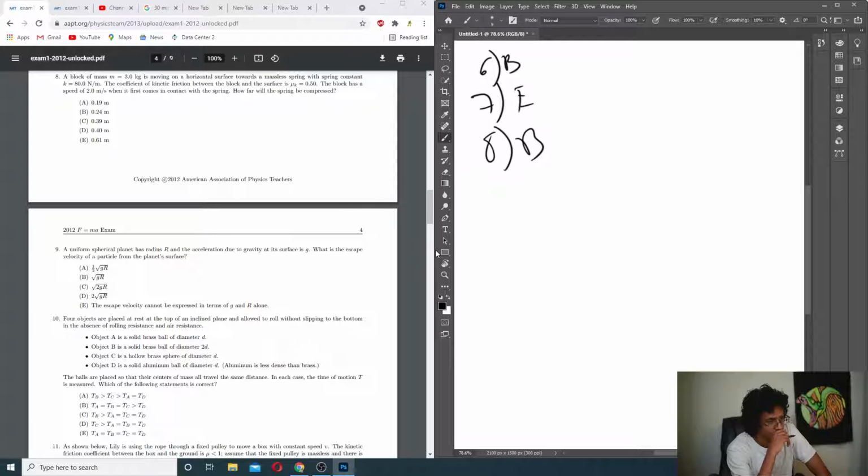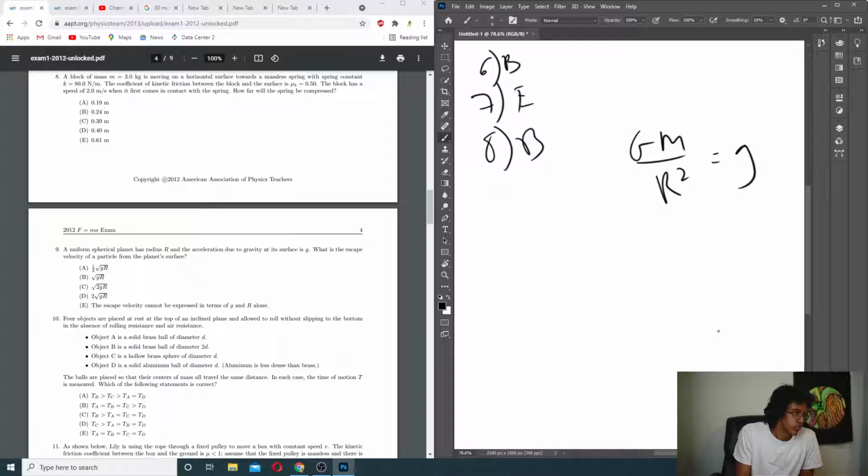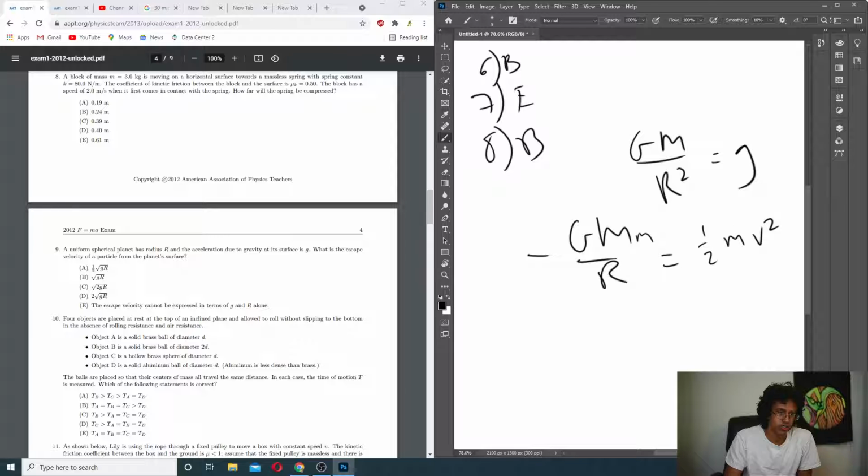Essentially what acceleration due to gravity is saying is that GM over r squared is equal to g, right? So you want escape velocity from the surface, so you want your kinetic energy to equal your potential energy. Your potential energy is negative GMm over r, and that is equal to 1/2 mv squared. So if you just solve for this, this is like GR, or negative mgr.